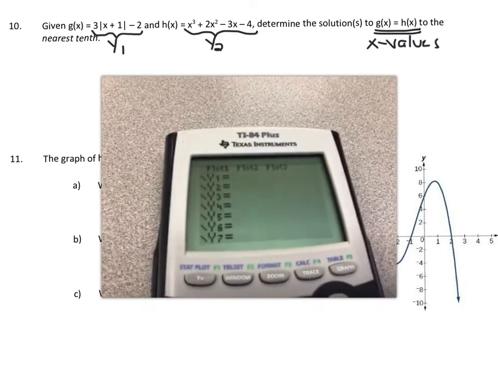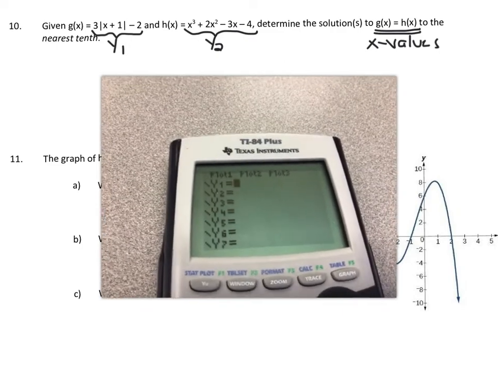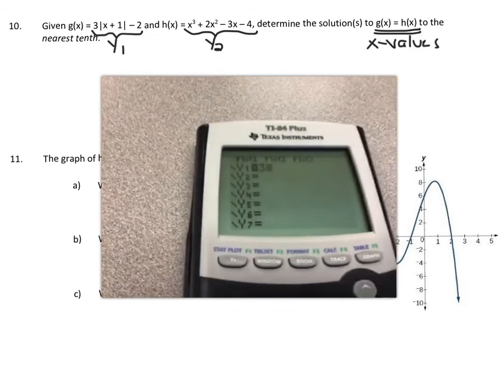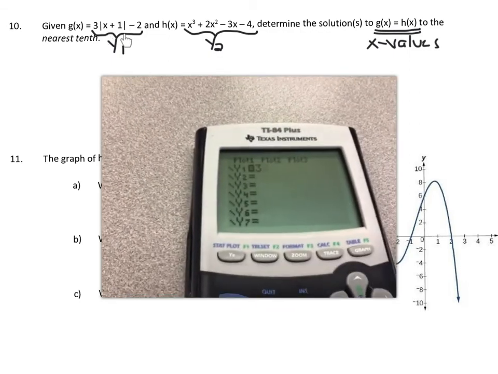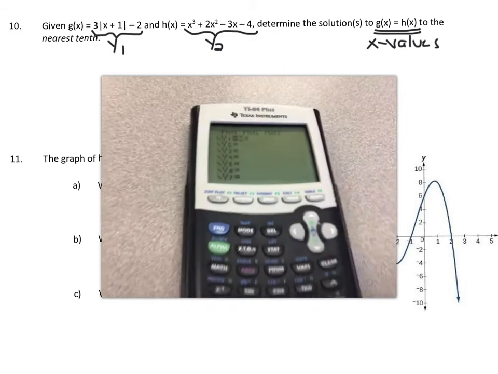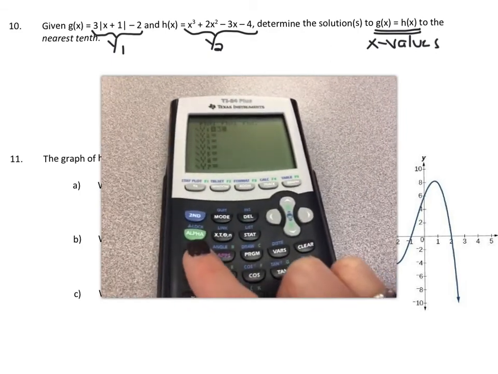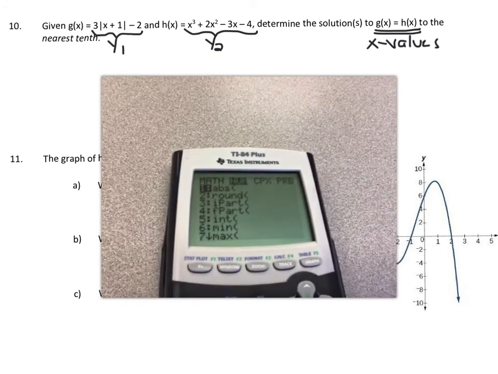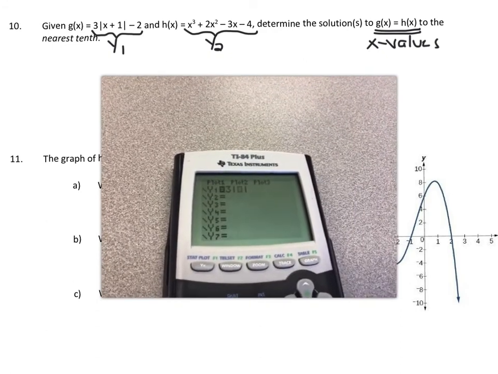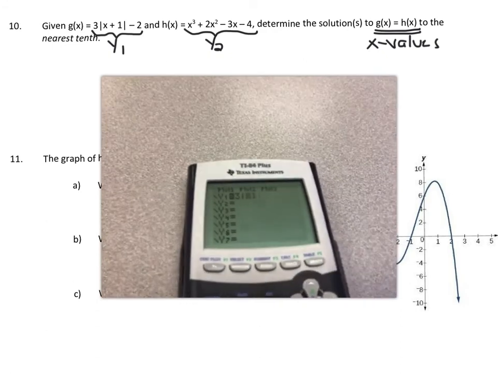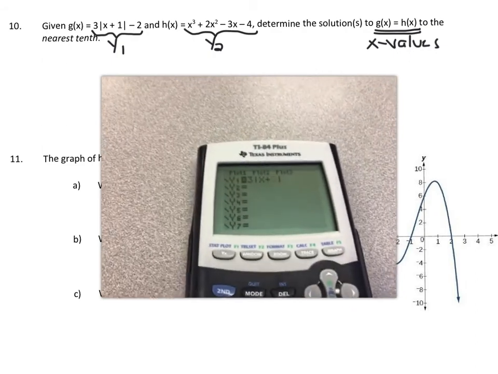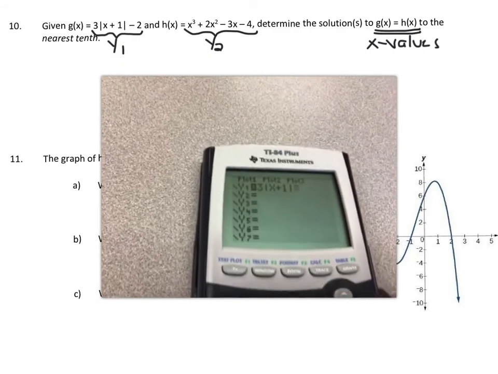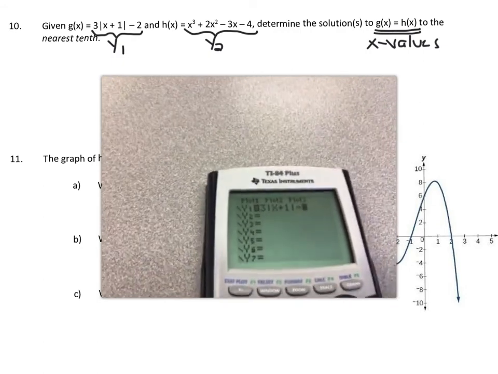All right, the first thing I'm going to do is plug g of x in. So I'm first going to hit the number 3, and then it says the absolute value of x plus 1. If you forget how to get an absolute value, this is how I do it: you go to math, over to NUM, and that first one there says ABS. That stands for absolute value. So we're going to plug in x plus 1, and then go out of the absolute value bars. I'm going to use my right arrow to get out of them before I hit minus 2.